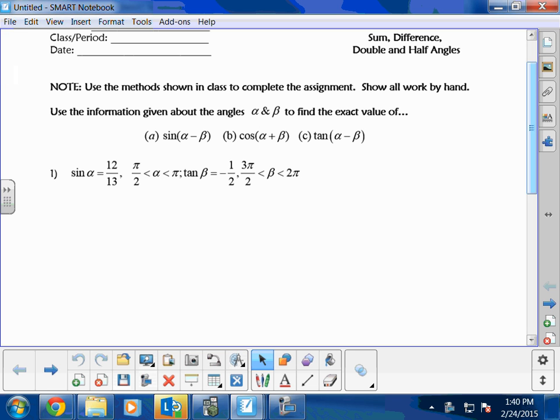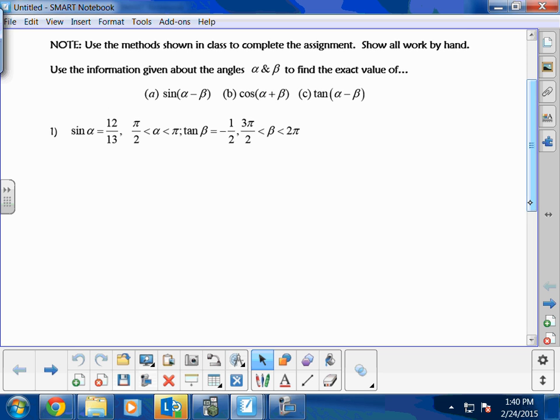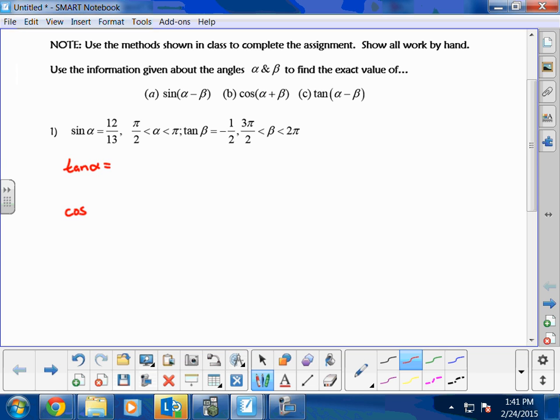It says right here, use information given about the angles alpha and beta to find the exact value of sine alpha minus beta, cosine alpha plus beta, tangent alpha minus beta. Now, the first thing we have to do is that these properties require us to actually find out all three values. So with this one, I'm missing tan alpha, and I'm also missing cosine alpha. So this is opposite over adjacent. This is adjacent over hypotenuse.